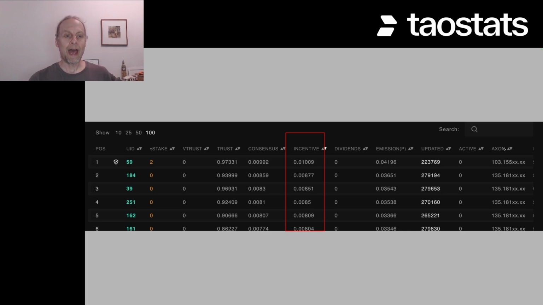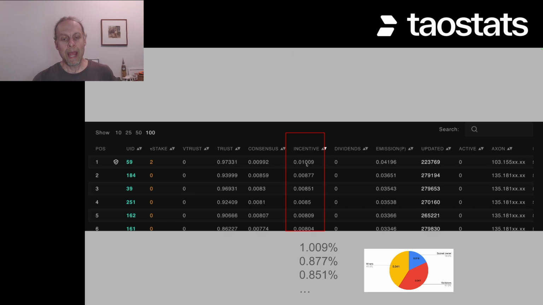When I see incentive, I actually look at this column and think of it as percentage, because the incentive column is going to add up to one for every single subnet. So when I look at this, I actually think 1.009%, 0.877%, and so on through the entire chart. Because we can take that number and multiply it times the amount of tau distributed to the miners, and that directly becomes the emission, right? So if we know that the miners are getting 0.041 tau, we can multiply that times 1%, and that will give us the emission for that particular miner.